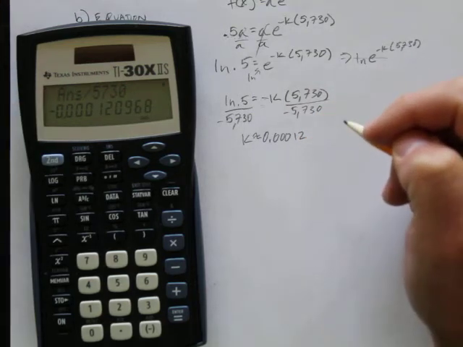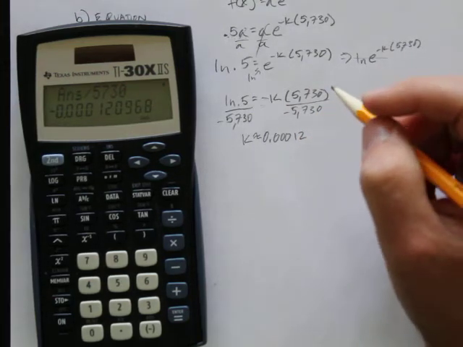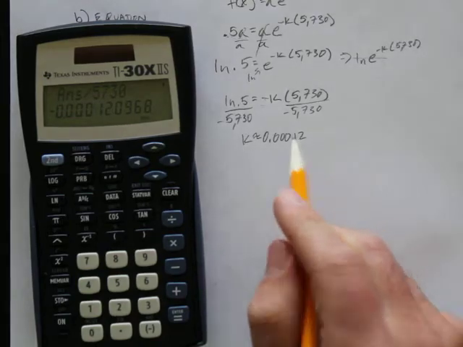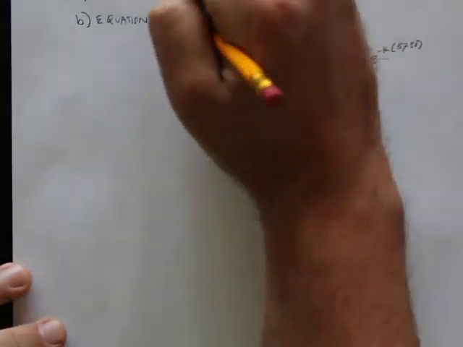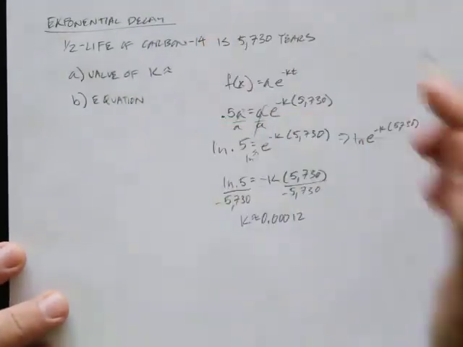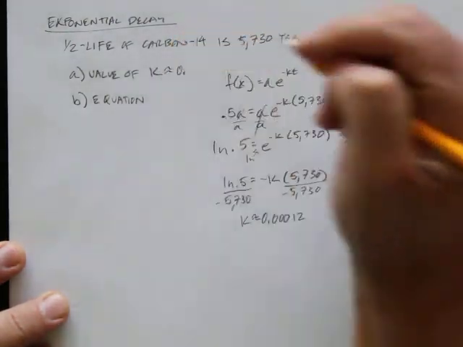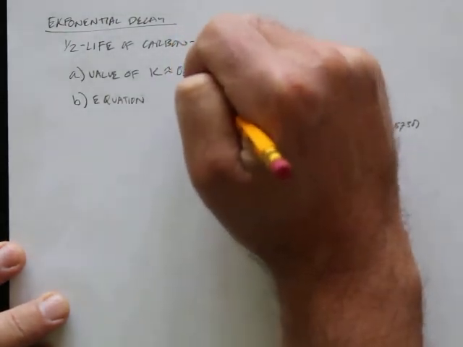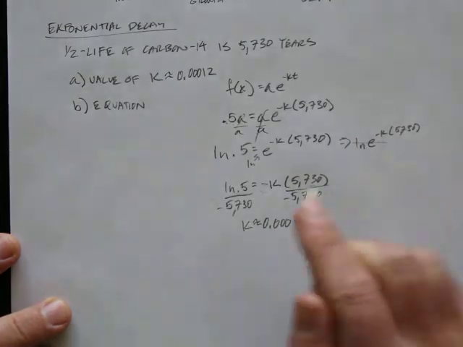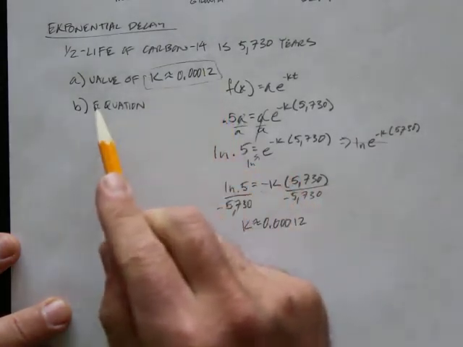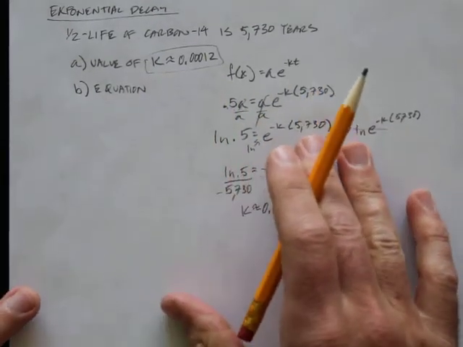We'll just leave it like that. That's fine. Okay, so that's K. So the value of K is approximately 0.3012 there. All right, so we got that part. Now we need to do the equation.